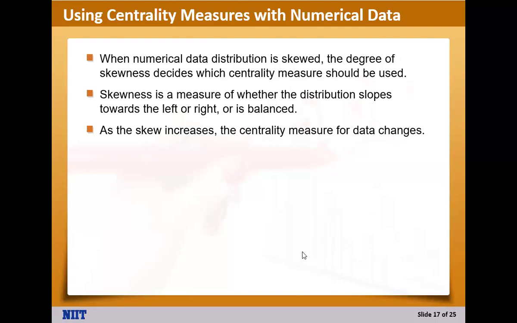So it says when numerical data distribution is skewed, the degree of skewness decides which central measure should be used. From what you have here, we already know that if it is a normal distribution, the mean, the median, and the mode will all be in the same spot. They fall on the same value.